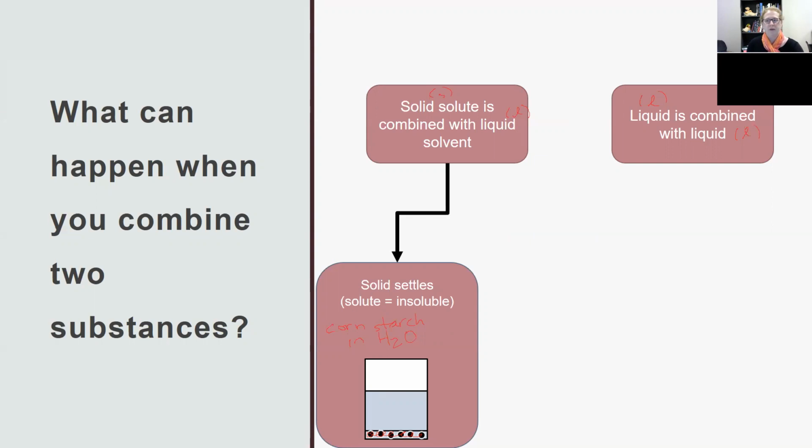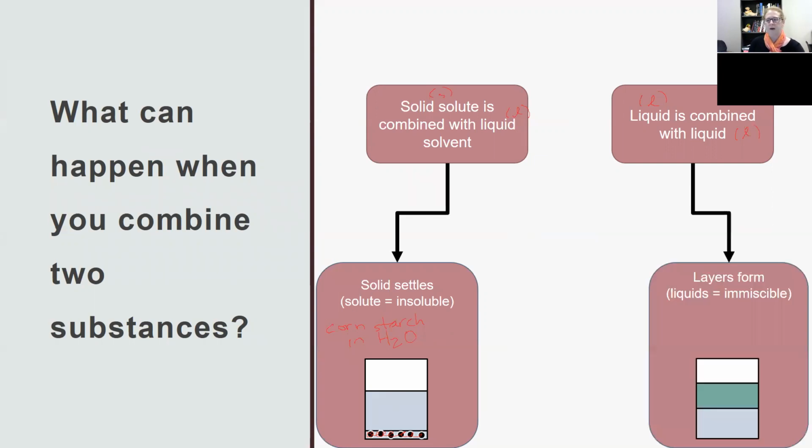On the other hand, if I mix two liquids together, I can get layers. A good example of this, of course, is the classic oil and water. If you've ever mixed vegetable oil with water, you notice that the water sits on the bottom and the globby, fatty vegetable oil floats on the top because it's less dense. That means that your two liquids are what we call immiscible. So you want to know what the words insoluble and immiscible mean and when they apply.